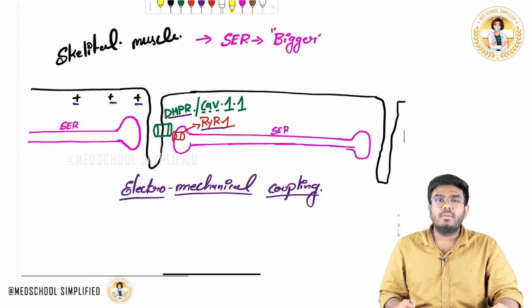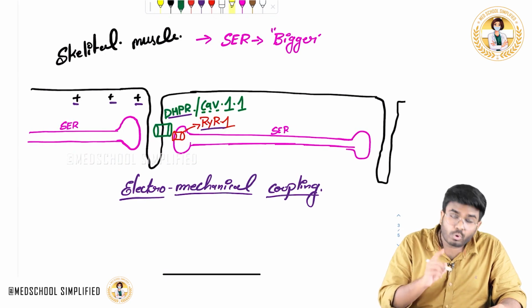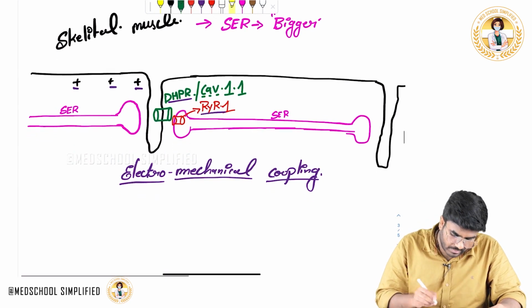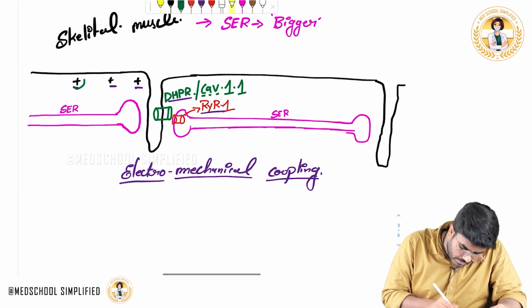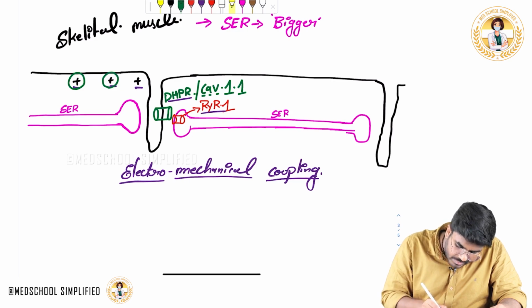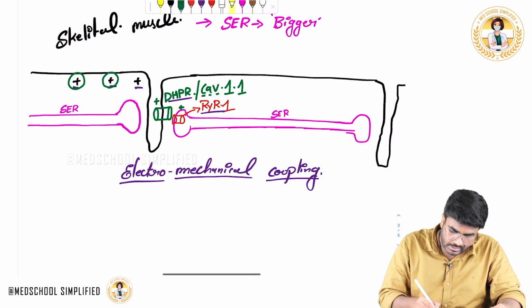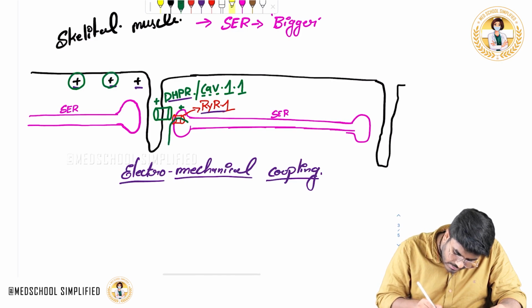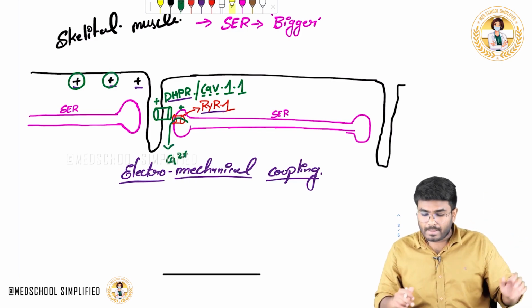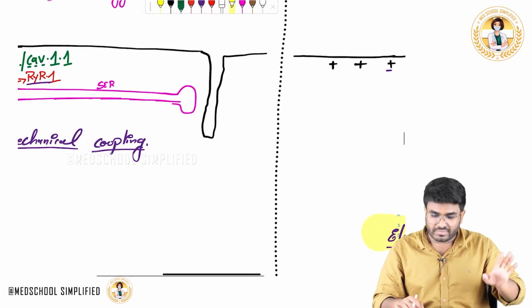Next, in skeletal muscle, let me show you here, there is only one source of calcium for the contraction. See, the muscle membrane is depolarized. The DHPR channel opens the RYR channel. So the RYR channel is going to release the calcium. So this calcium is helping in the contraction. That's it. It's one source of calcium.